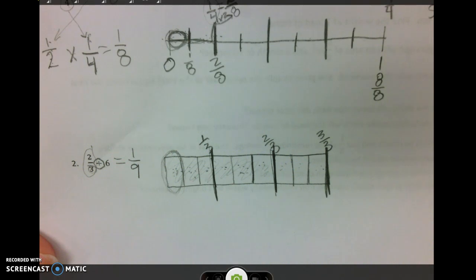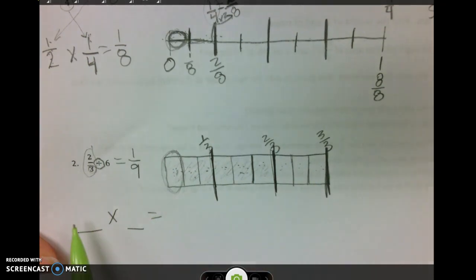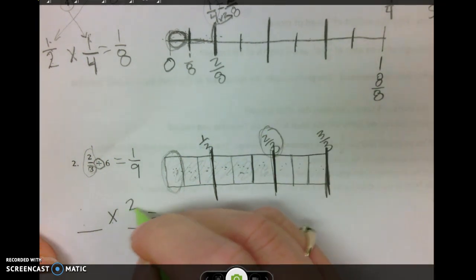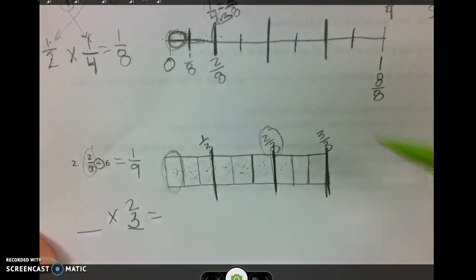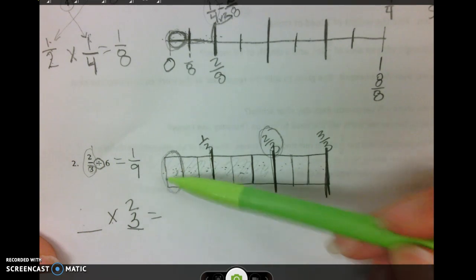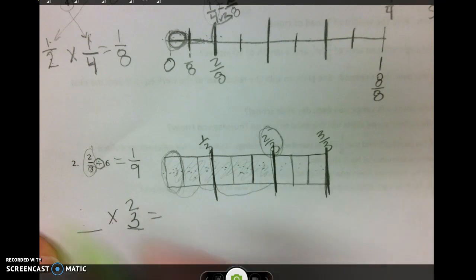Now I need to make sure that I write the equivalent multiplication expression. So again, I kind of have my template here. I need some amount of a group of, and what I started with was 2/3. So I know my 2/3 is here, and then what size of that group did I need? I needed 1 out of the 6 pieces that were here in the 2/3. So this would be 1 out of 6. I need 1/6 of a group of 2/3.